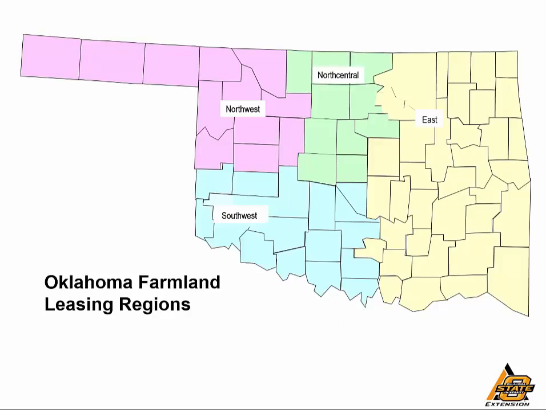OSU collaborates with NASS in alternate years on a rental rate survey to provide some different insights. However, because the number of survey responses is much fewer, only regional differences can be reported. Results for 4 regions will be highlighted: Eastern Oklahoma, which is basically east of I-35, North Central, Northwest, and Southwest.